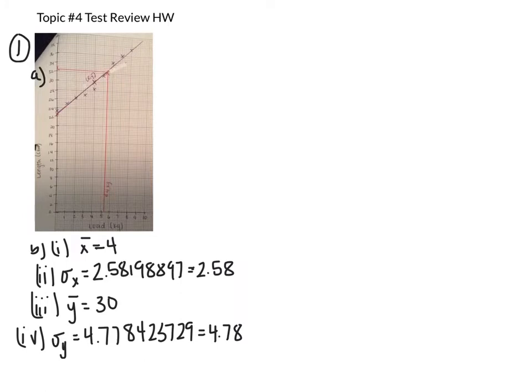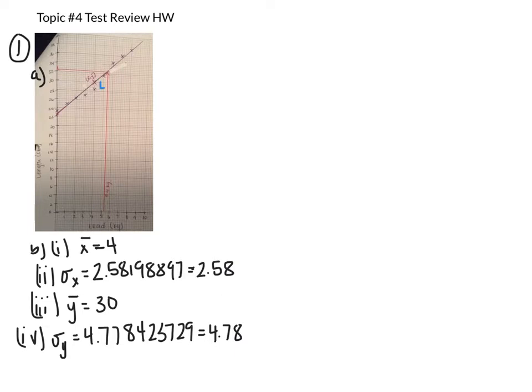Part B asks for means and standard deviation for both the x and the y. So the x bar, the mean for the x coordinates, is 4. The standard deviation for x is 2.58. The mean for the y's, y bar, was 30, and the standard deviation for the y's was 4.78. So all this is found in your graphing calculator. You enter your x coordinates under list 1 and your y coordinates under list 2, and then you go into stat and 2-variable statistics.